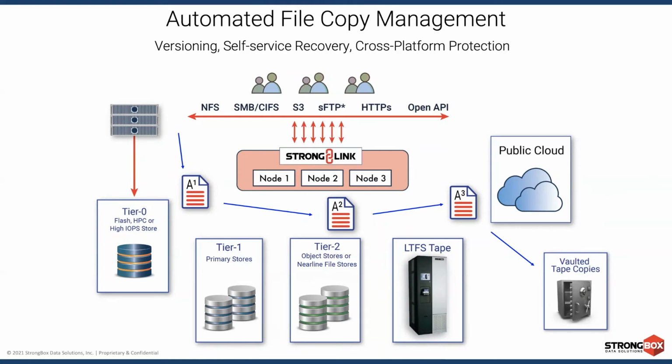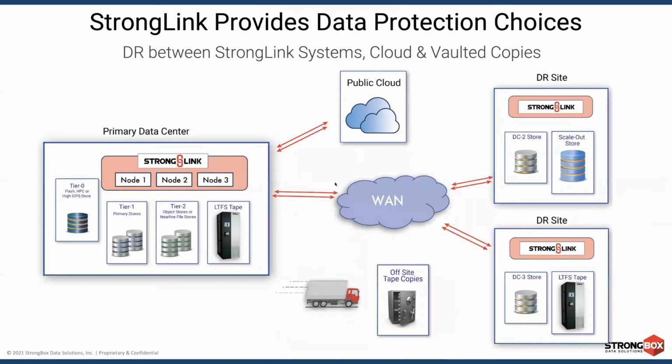This also can be extended into multiple sites, where StrongLink, what we call Galaxy DR replication, means that a primary data center instance of StrongLink can be replicated to other sites remotely. The metadata is replicated instantly as a change occurs. The data itself, all or parts of it, can be replicated asynchronously, and that's completely controlled by policy.